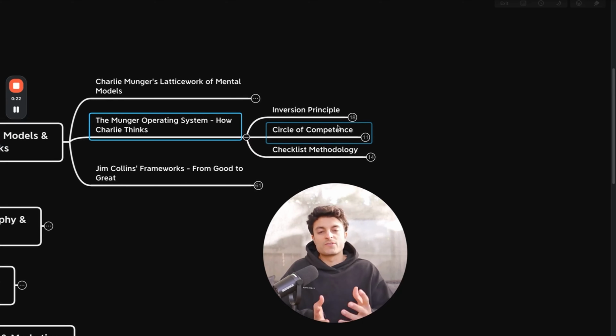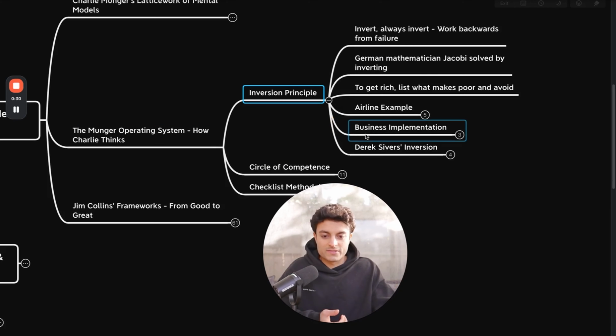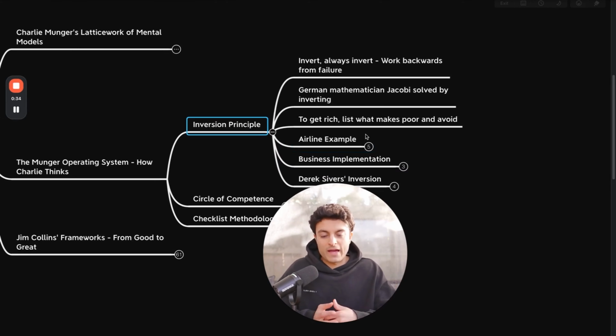We have the inversion principle first. A lot of people may have heard of this. It's basically backwards thinking. We can go into examples. So invert, always invert, work backwards from failure.